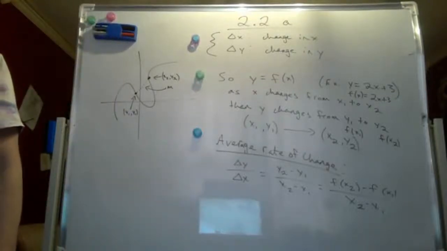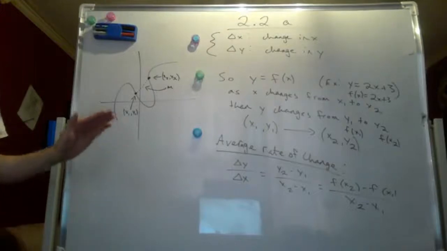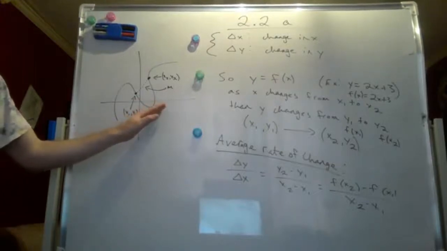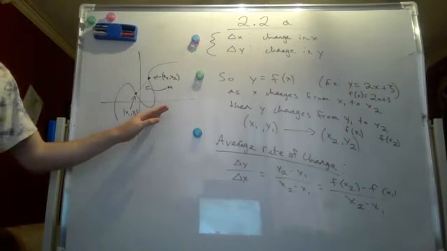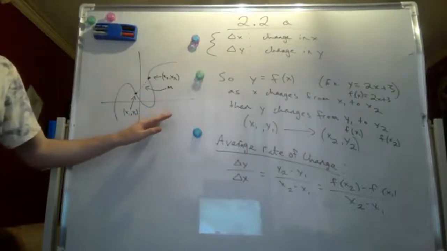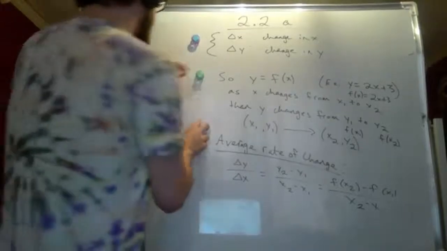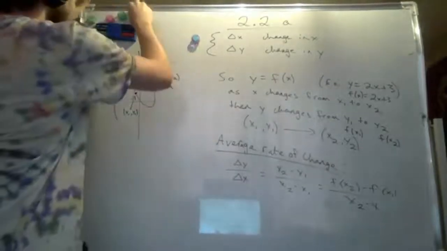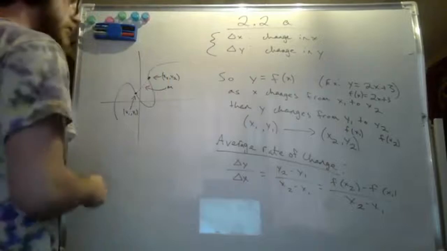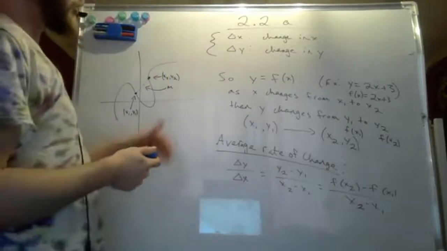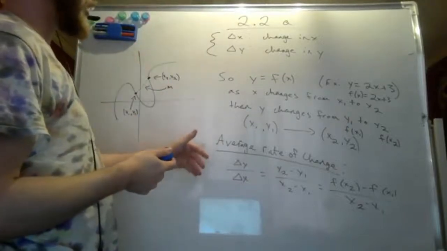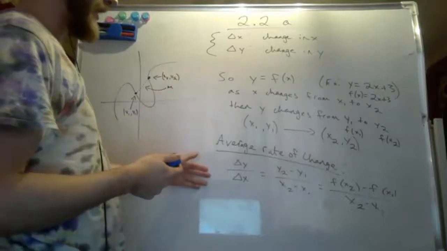For the sake of demonstrations later, I'm going to leave this picture here because we need that in 2.2b. But before we move on to 2.2b, let me just handle a couple other examples real quick. So, change in y, change in x, and average rate of change.